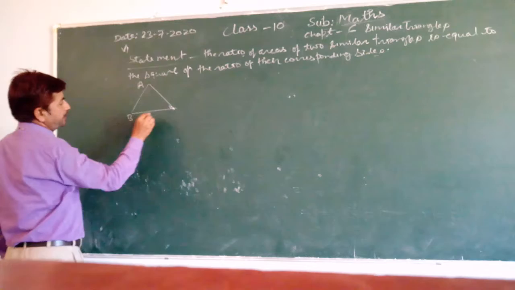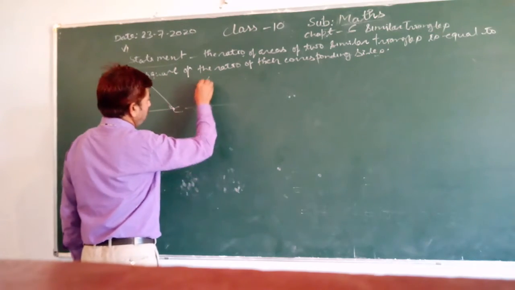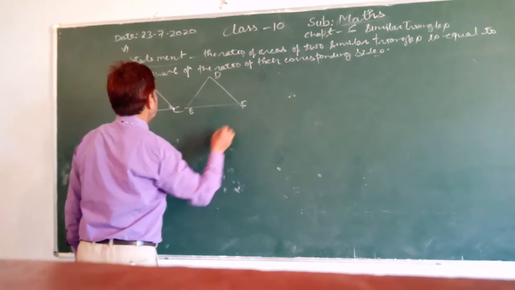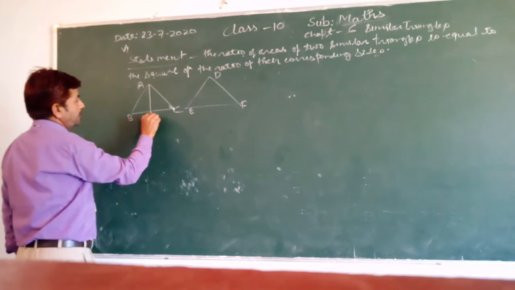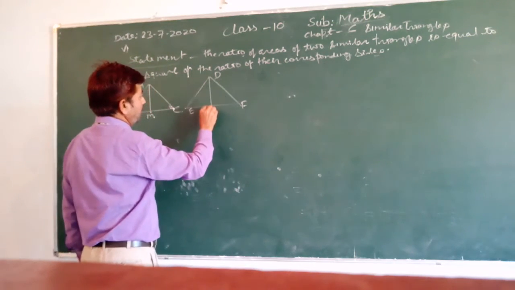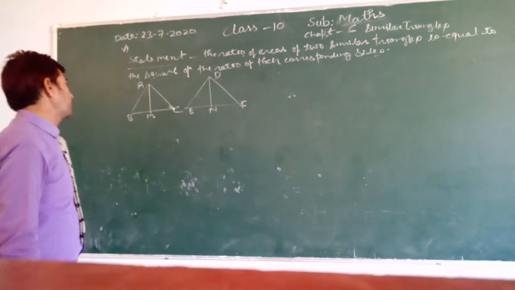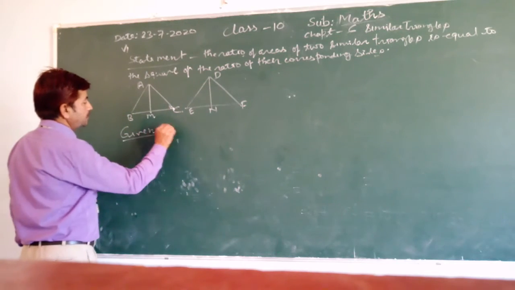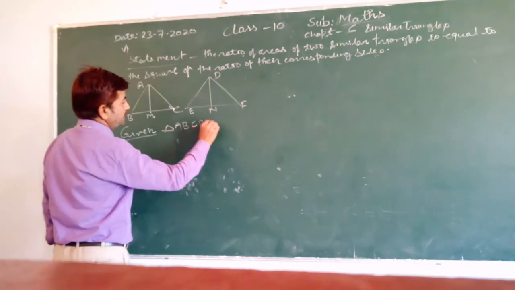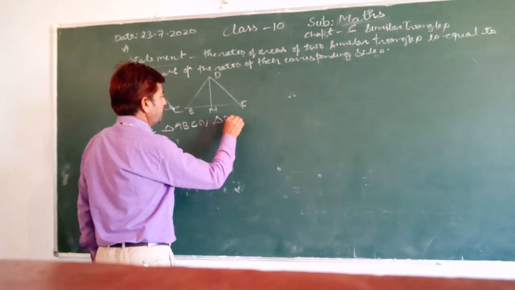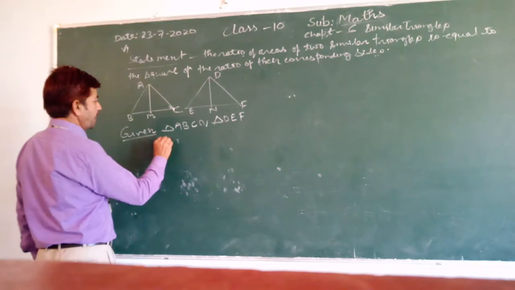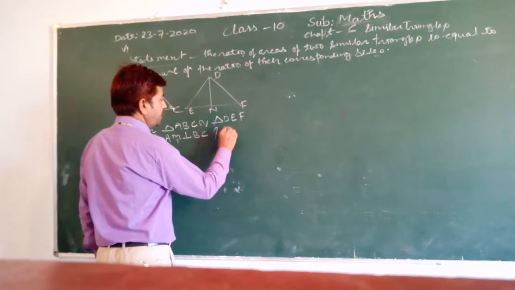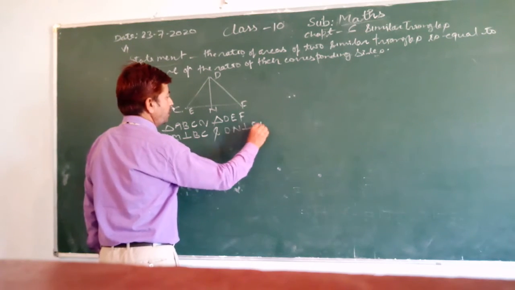Triangle ABC and triangle DEF. AM is perpendicular on BC and DN is perpendicular on EF. What is given? Triangle ABC is similar to triangle DEF, and AM is perpendicular on BC and DN is perpendicular on EF.